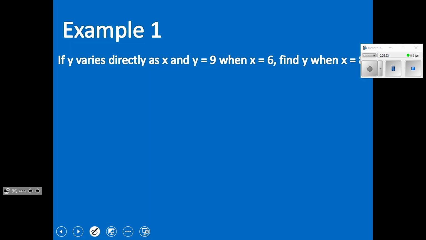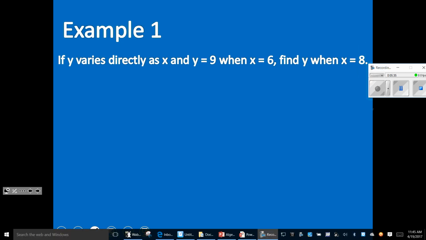So let's put this into action. If y varies directly as x, and y is 9 when x is 6, I want to find y when x is 8. So, first of all, if this is the SOL, how do I know that this is a direct variation problem?